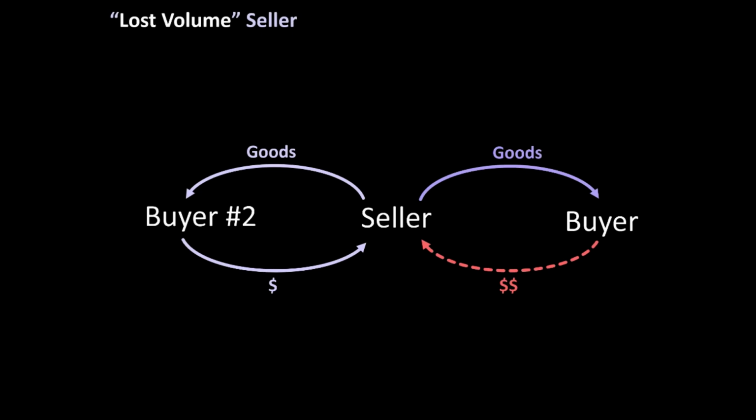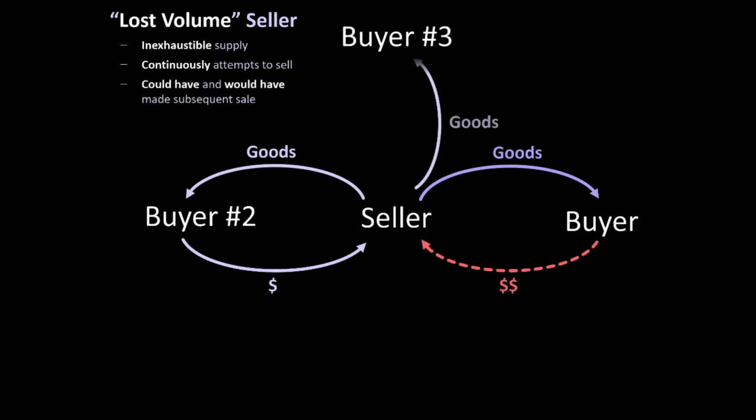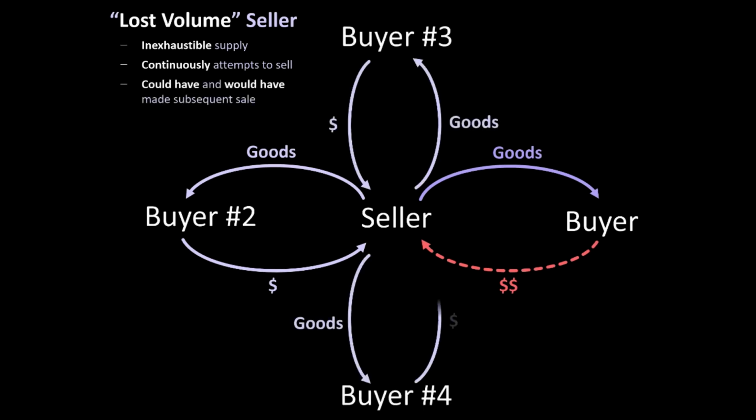By a lost volume seller, we mean a seller who has a theoretically inexhaustible supply or inventory of the goods to sell, and who continuously attempts to engage in the sale of her goods to customers with the aim of selling as much as possible. So the basic test for whether a seller is a lost volume seller is whether the seller could have and would have sold to other buyers additional goods, goods identical to those the seller was supposed to sell to the breaching buyer under the contract that was breached.